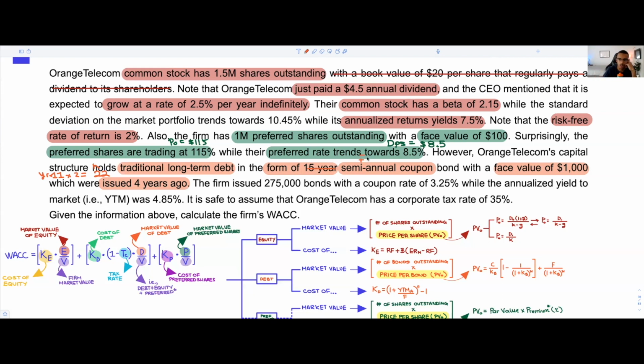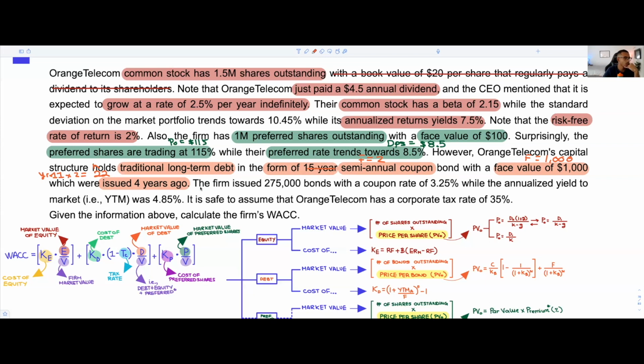And of course, frequency in this case is 2. F is equal to 1,000. Okay? The firm issued 275,000 bonds with a coupon rate of 3.25%, while the annualized yield to market, so the annual YTM, is 4.85%. Notice how the market rate is larger than the coupon rate, and this means that this bond is going to be issued at a discount.